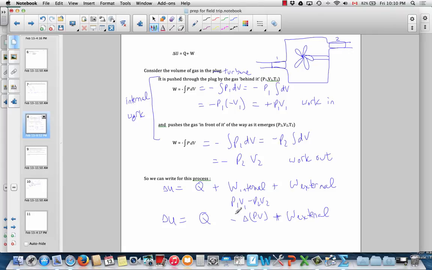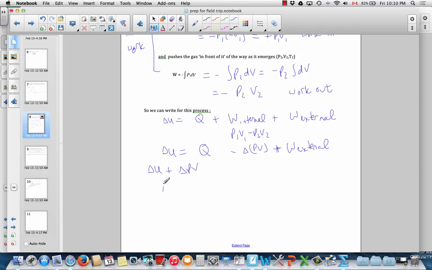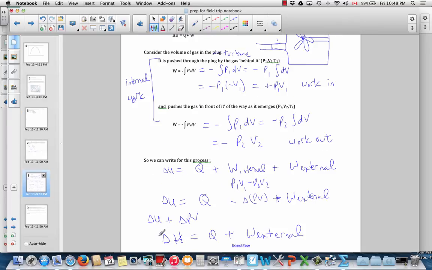This internal work then, we're going to lump it over here on this side with the internal energy. And then we realize that we've actually got our old friend enthalpy here. We see that this is a very useful concept when we're dealing with power plants, because it means that we really don't have to worry about the internal work, since that's already included within enthalpy. The only thing that's going to change the enthalpy is either heat flow in or out of the gas and external work, such as spinning a turbine.